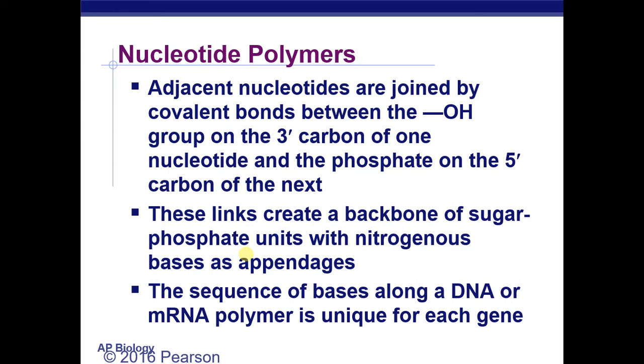And then finally, we get the nucleotide polymers, making the whole nucleic acid out of the nucleotides. In both cases, adjacent nucleotides are joined by covalent bonds between the OH group on the 3 carbon of one nucleotide and the phosphate on the 5 carbon of the next one. And I'll show you that in a picture coming up. Those linkages, which happen via, remember, dehydration synthesis, removing water, create that backbone of the sugar phosphate with those nitrogenous bases coming out in between like ladder rungs. And the sequence of bases along a DNA or RNA polymer is unique for each gene. So each gene is a different combination of maybe tens or hundreds or thousands of different nucleotide combinations.